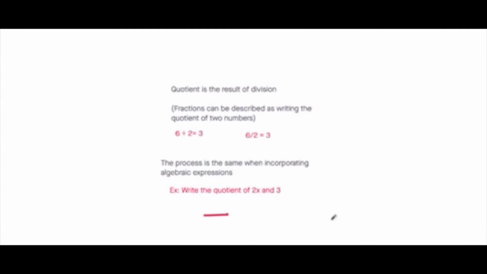Quotient is the result of division. Fractions can be described as writing the quotient of two numbers. For example, 6 divided by 2 equals 3 is the same as 6/2 equals 3. So this process is the same when incorporating algebraic expressions. For example, here it says to write the quotient of 2x and 3. So we would write this like a normal fraction. So it would be 2x over 3.